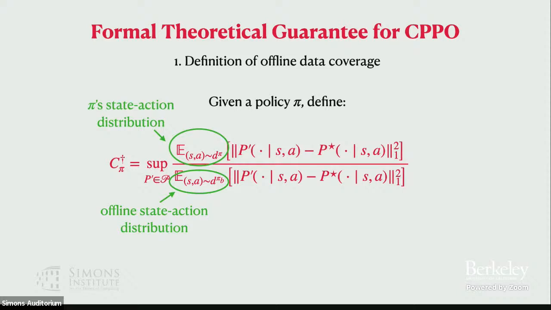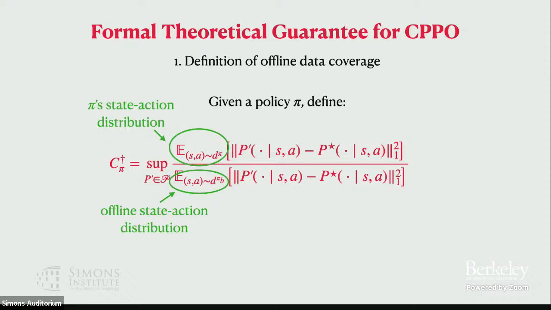I'm looking at this ratio. And inside the expectation, it's just the total variation distance between a particular model P prime and the ground truth P star. So I'm looking at the ratio between model errors, right? And then taking the supremum in front of this. This is my coverage definition. I will say that a policy pi is covered if this quantity is bounded below infinity.